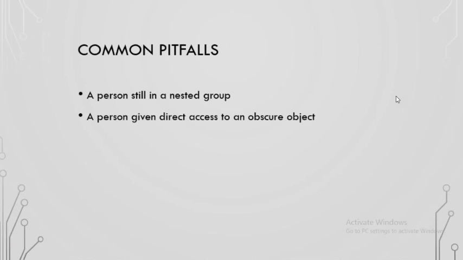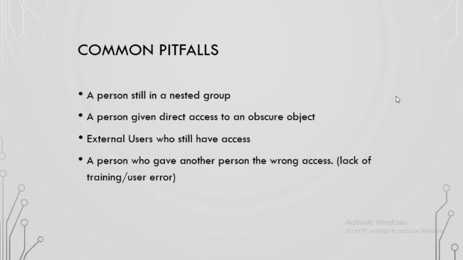A person could be given direct access to an obscure object nested deep inside, right, with unique permissions. A lot of people forget about that. It's very hard to spot those things. External users who still have access, right? You invite a user or a contractor and you let it be and you never delete the account. A person who gave another person the wrong access, right? Because of lack of training. It happens all the time.